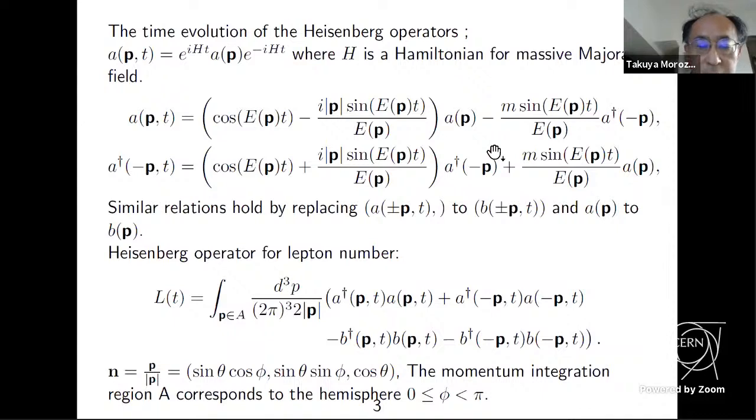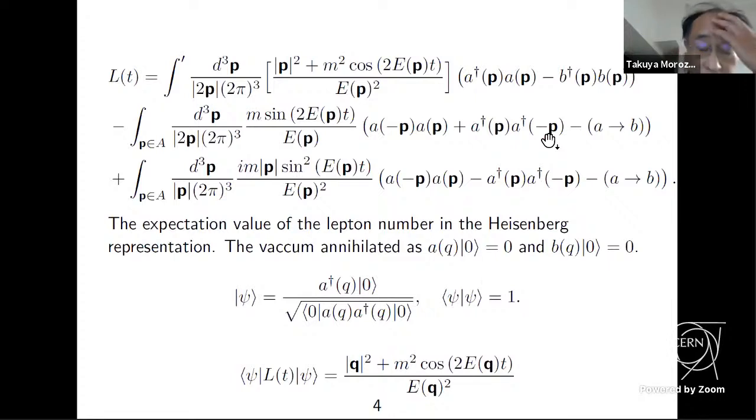Then we can express the lepton number at time t in terms of creation and annihilation operators defined at t equals zero. Here, the momentum integration over p is divided into two parts. One corresponds to the hemisphere of the momentum directions denoted by this part, and this part is the contribution from the other hemisphere. By substituting that expression, we can compute the Heisenberg operator for lepton number. The formula is given by this.